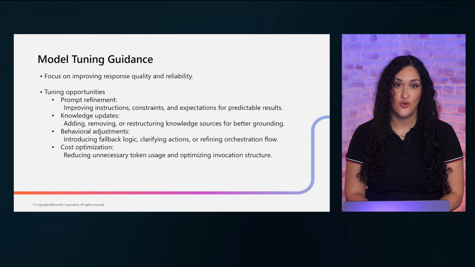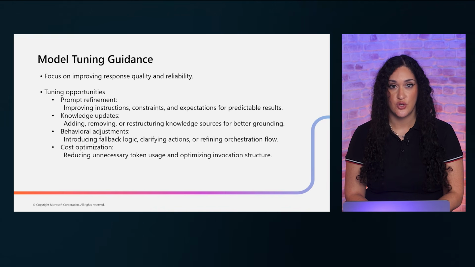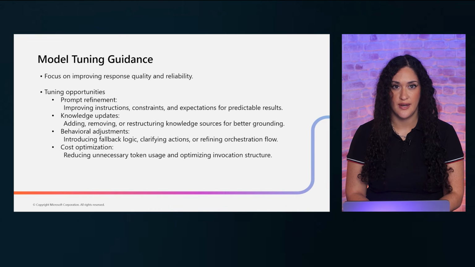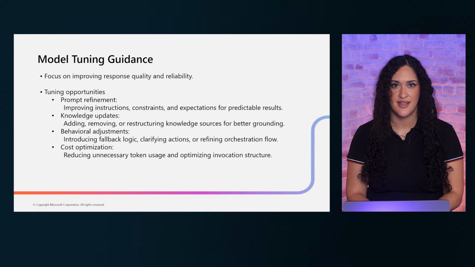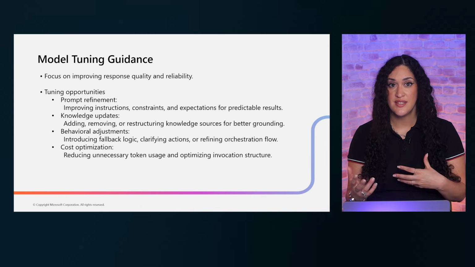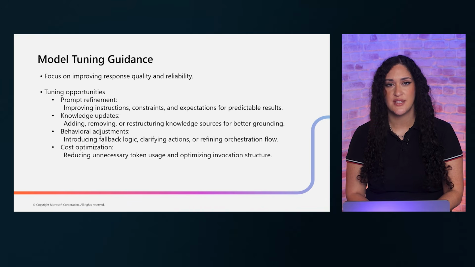And cost optimization reduces unnecessary token usage and optimizes invocation structure without sacrificing quality. The best practice is to tune one dimension at a time and measure the impact before moving to the next. Changing everything at once makes it impossible to know what worked and what didn't.